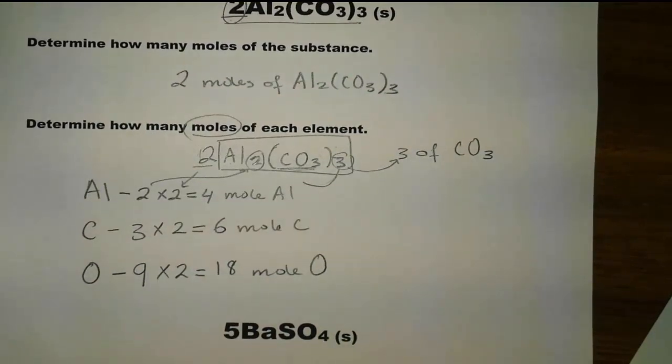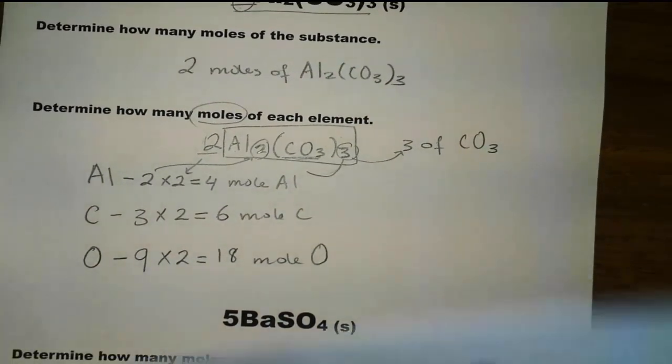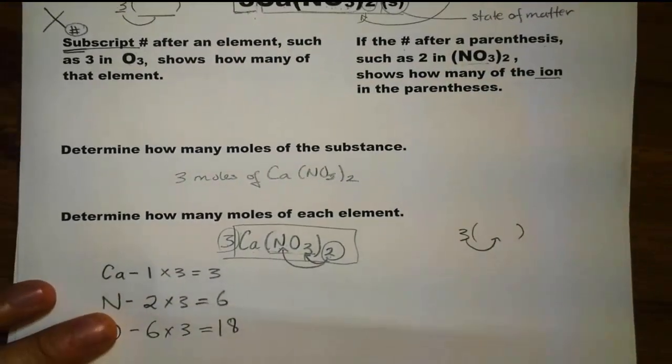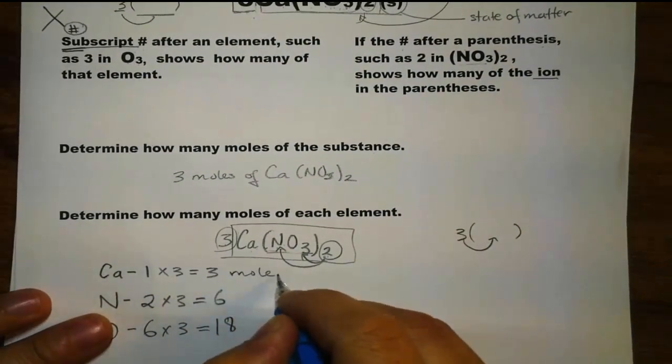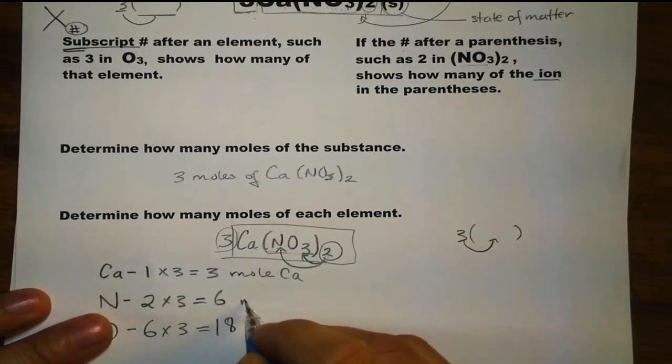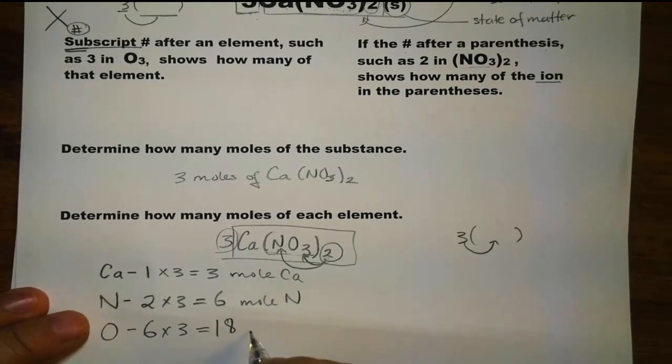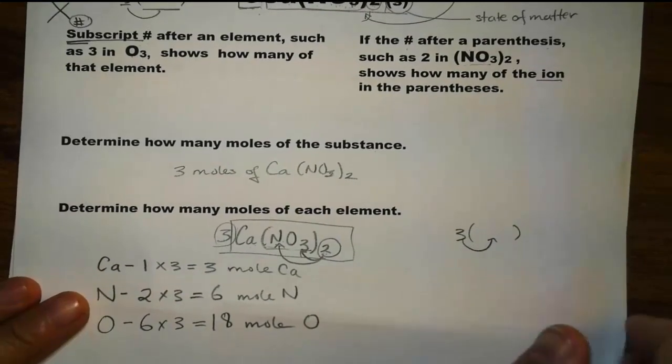Isn't that easy? And the same thing in this case when we do this right here as well. This is 3 moles of Ca, this is 6 moles of N, and this is 18 moles of oxygen. So keep that in mind. We're using the unit mole.